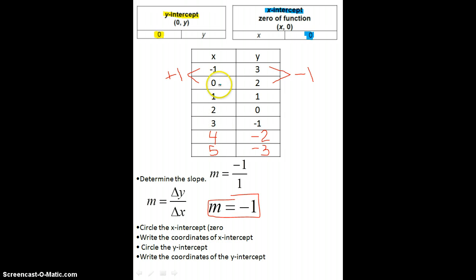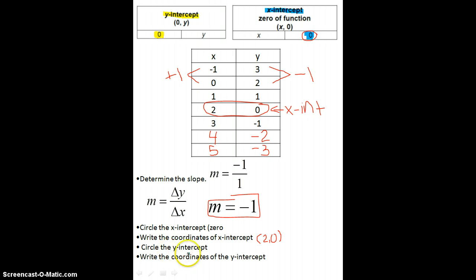The next says circle the x-intercept. So let's go up here. For the x-intercept, remember y is 0. So we're going to look. Where is y 0? Oh, there it is. So that is my x-intercept, because y is 0. Now it says write the coordinates of the x-intercept. Good job. It is 2, 0.